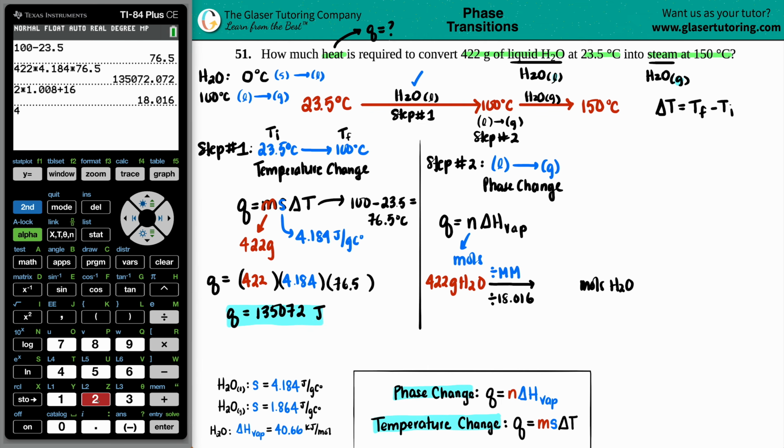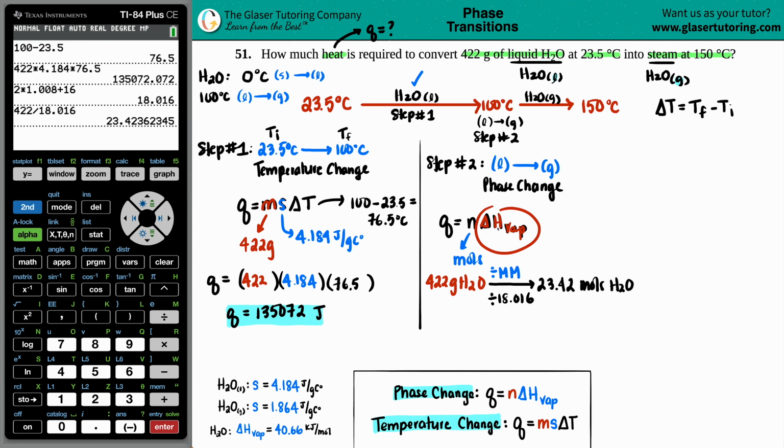So 422 divided by this number. Okay, technically you shouldn't round because this is not the final answer. So I guess we'll say 23.42. Keep rolling with it. So now we know what the moles are. Beautiful. But we need to know the delta H of vaporization.